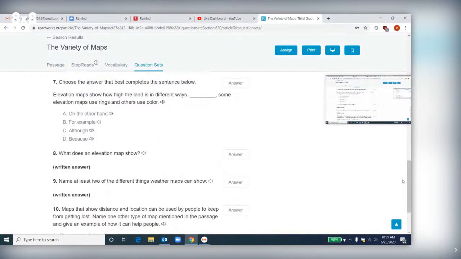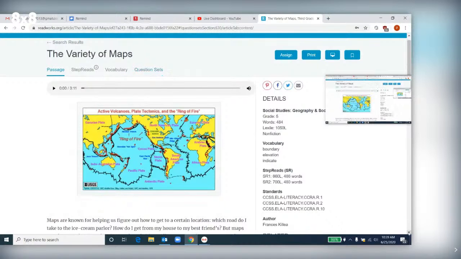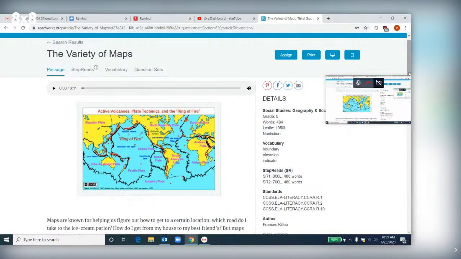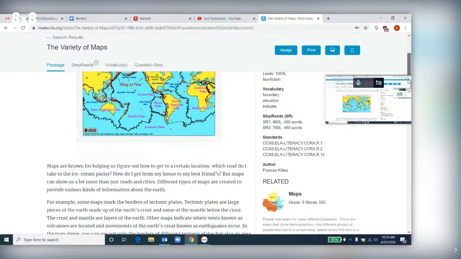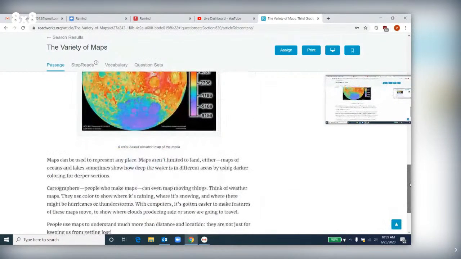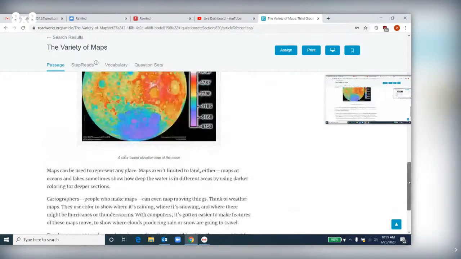Okay, number 8. What does an elevation map show? And that's the written answer. It can show how high things are, and we'll go back to the passage here and see what it says. If you're on the test, you can always go back to the passage and look for this answer. Let me see where that is.